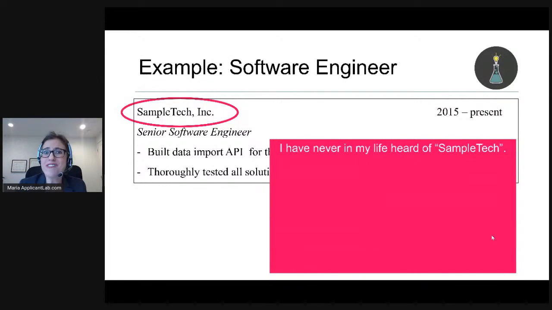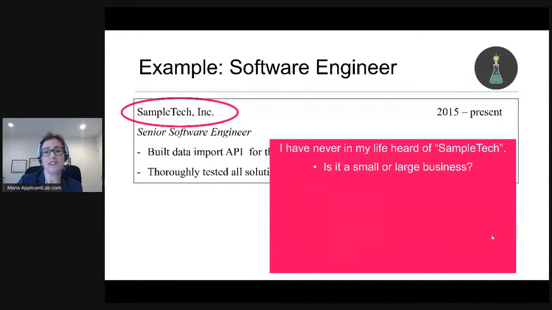I have never heard of Sample Tech Inc., right? Your industry or your business might be a very big deal in your existing industry, but if you're applying to, say, Dartmouth Tuck, what is the chance that an admissions officer sitting in Hanover, New Hampshire has heard of your company? Sometimes it's not that great, right?